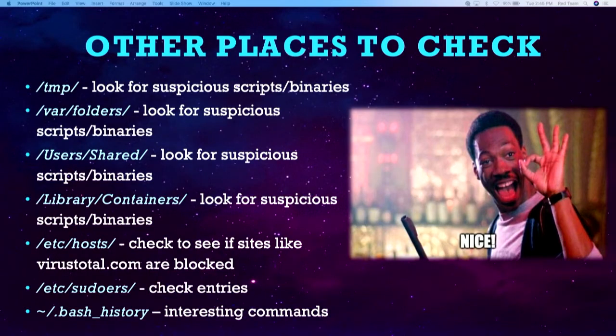So a few other places to look on the system for macOS. The temp folder, a lot of times artifacts are written there, as well as your var folders. You can look at /etc/hosts again to look for things that are blocked. Any additions to the sudoers file, bash history.